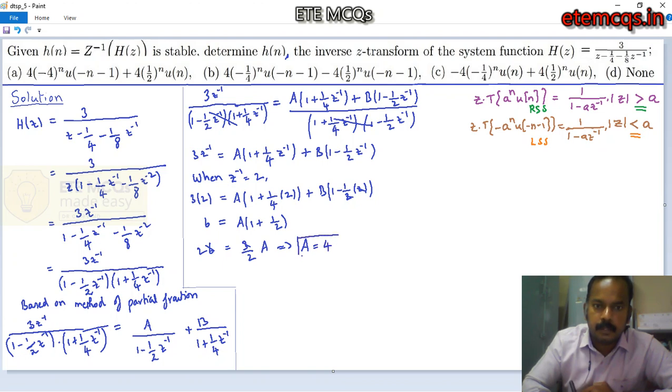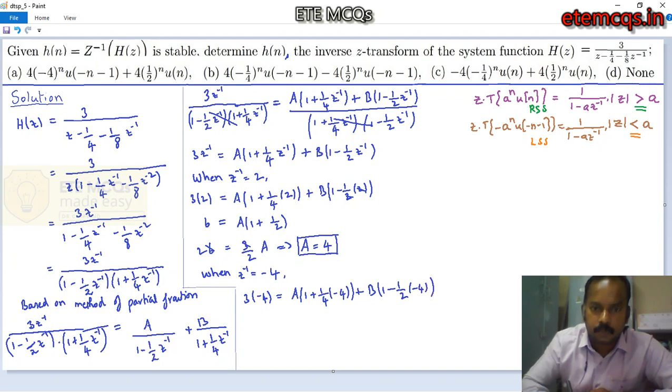So you get a is equal to 4. Now you go for the other case, when z inverse is equal to minus 4. When z inverse is equal to minus 4, just substitute it here. You get 3 into minus 4 is equal to, so that I can find b, 1 plus 1 by 4 into minus 4 plus b into 1 minus 1 by 2 into minus 4.